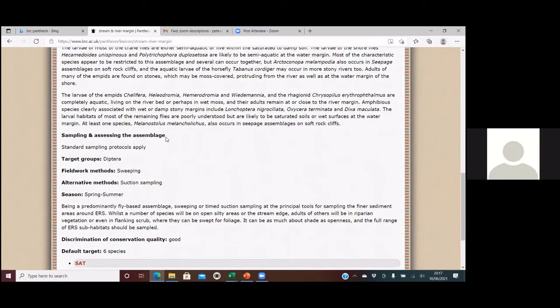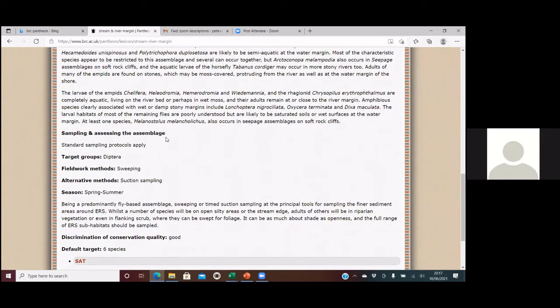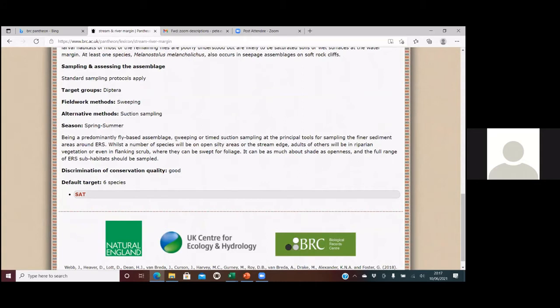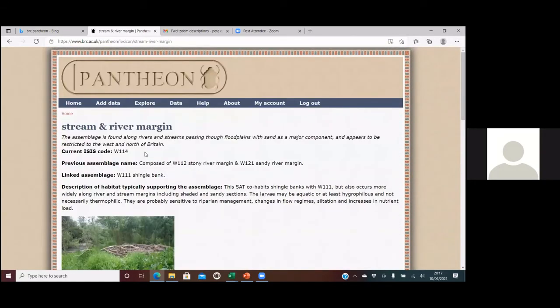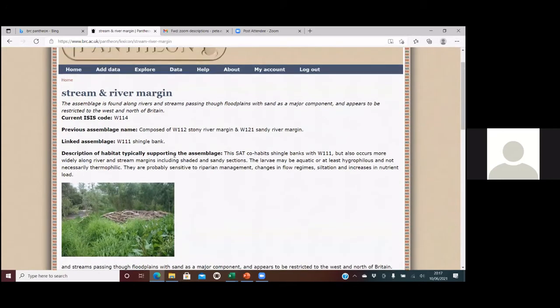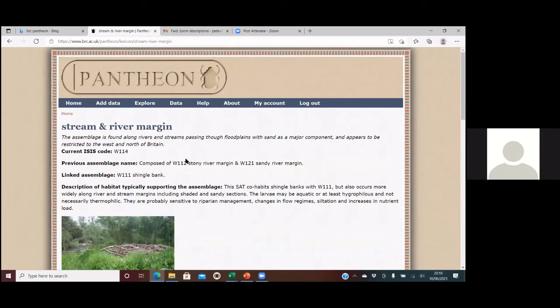And sweeping and suction sampling seem to be the methods that we're most happy with, some sweeping and timed suction sampling across the finer sediments along the exposed riverine sediments. We have a default target of 6 species, so quite a small number of species there to show that the habitat is favourable. But generally, the species that you find in these sorts of assemblages are quite uncommon, or very much restricted. So they have very high fidelity to this sort of habitat.